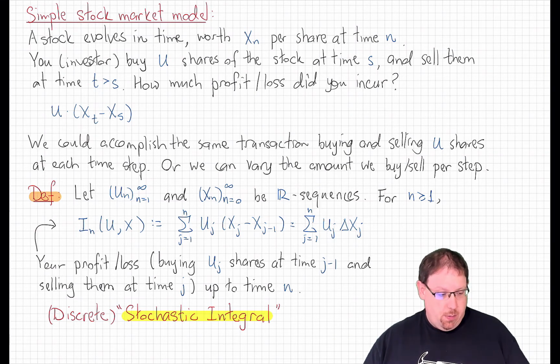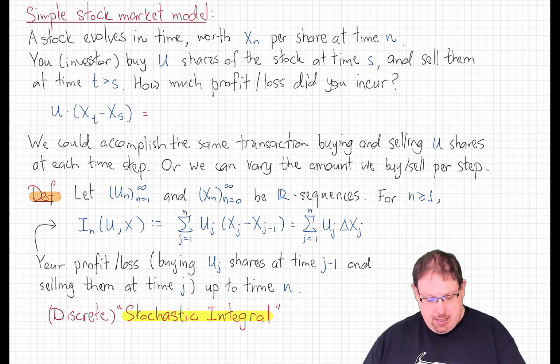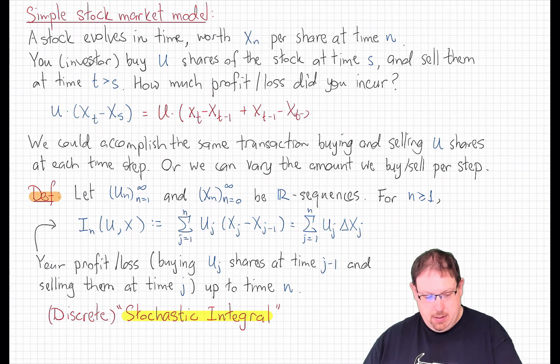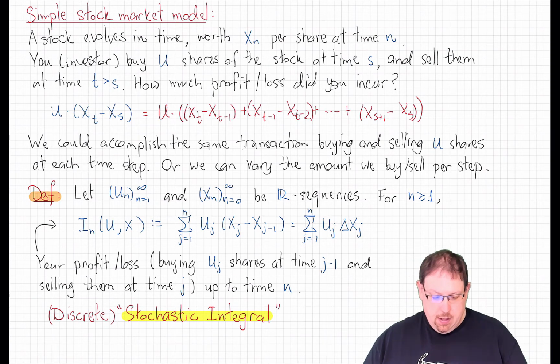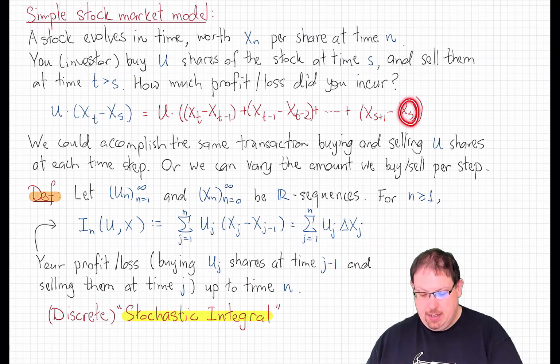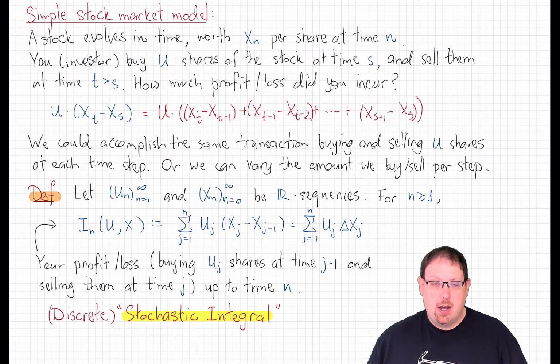Now we can do one simple telescoping calculation here, which will help us understand a different way to do the same thing. We could write x_t minus x_s as (x_t minus x_{t-1}) plus (x_{t-1} minus x_{t-2}) plus etc. down to (x_{s+1} minus x_s). And now, if we distribute this product by u through these increments, then we have a different interpretation of the same process. Instead of buying u shares at time s, hanging on to them, and then selling them at time t, we could buy u shares at time s and sell them at time s+1. Then buy u shares at time s+1 and sell them at time s+2, all the way down the line until time t, and that will accomplish exactly the same goal, assuming that there are no fees associated with the buying or selling of the shares.